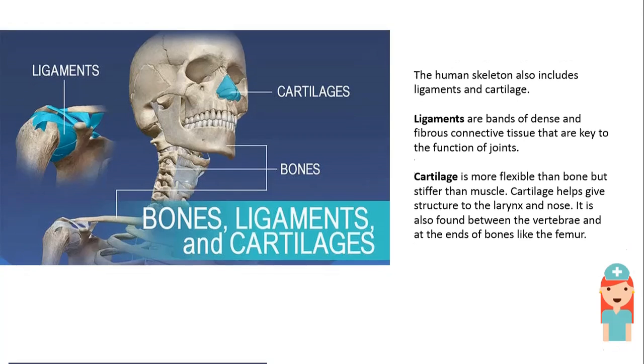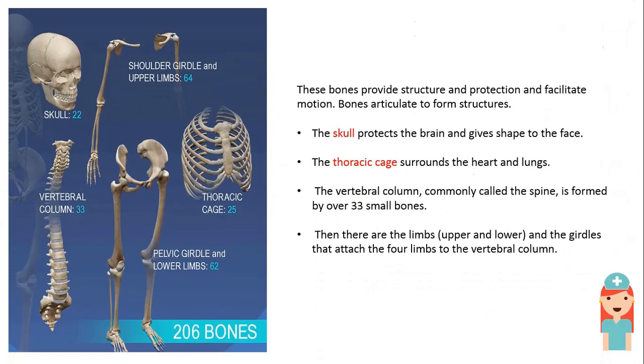Now let's move on. There are 206 bones present in our human body. So let's start with the skull. The skull is the first part. The skull has 22 bones. Then comes the thoracic cage, 25 bones. Go behind. There is the vertebral column, and 33 bones are present in the vertebral column.